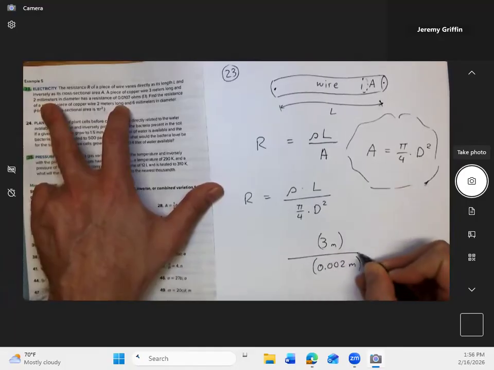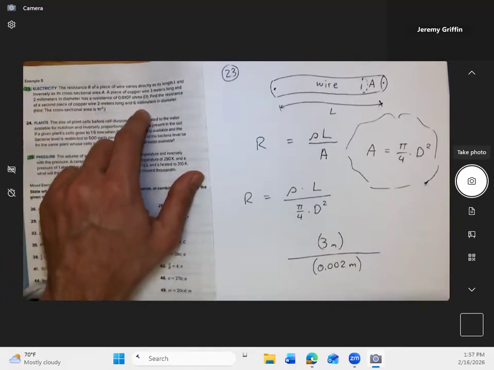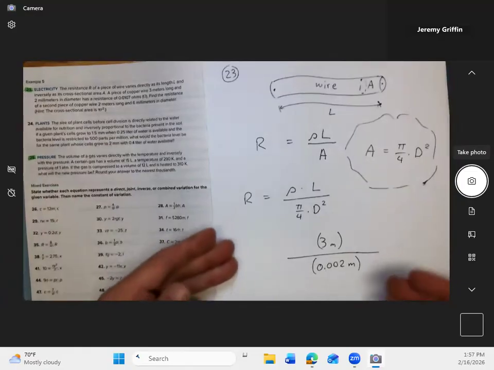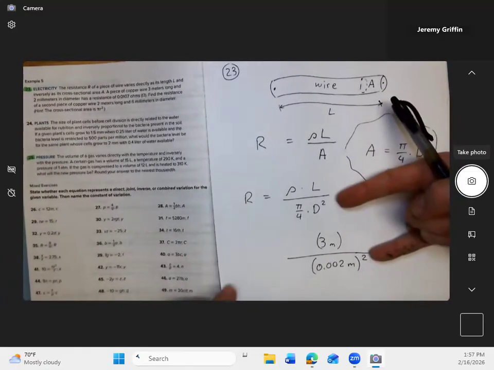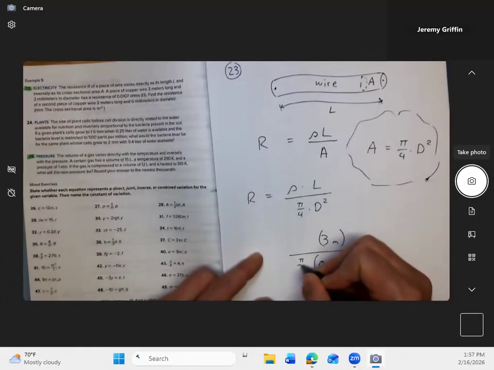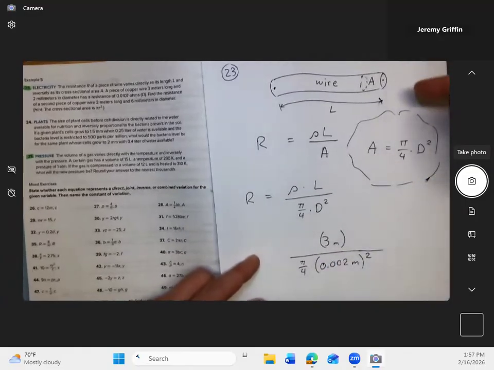Again, even if you missed that, the fact that later on they also bring up diameter in millimeters, that conversion would end up canceling out. But it is important. You have to square this to get this correct. Pi over 4 tells me something about a circular cross-sectional area.